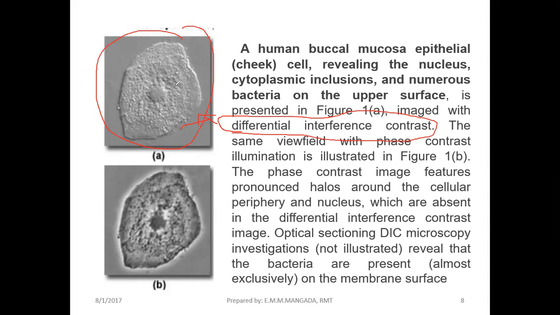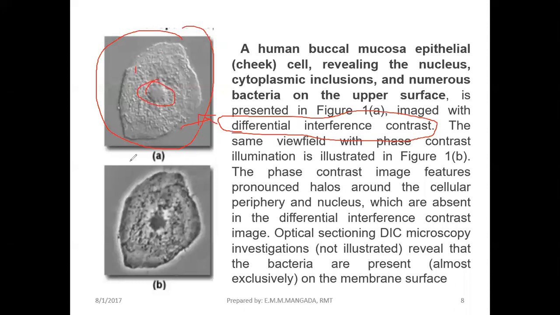So you can also see the granularity on the surface of the cell, right? It looks rough. And of course, you can see the bulky appearance of our nucleus. So it has a bulge, it looks embossed. And of course, we have the dots or the rough surface in the cytoplasm. Those are actually your cytoplasmic inclusions. And of course, the presence of some bacteria on the upper surface.